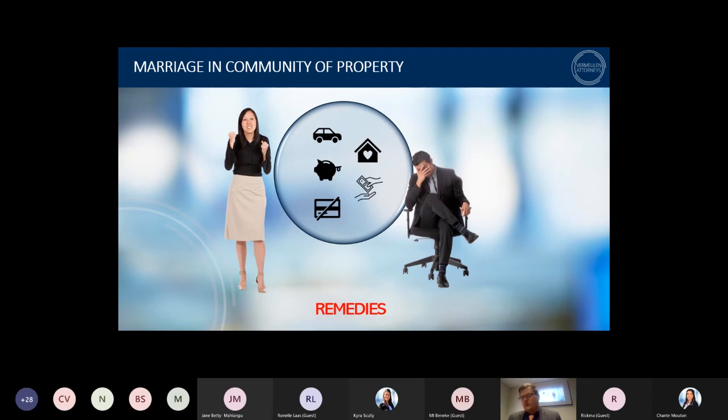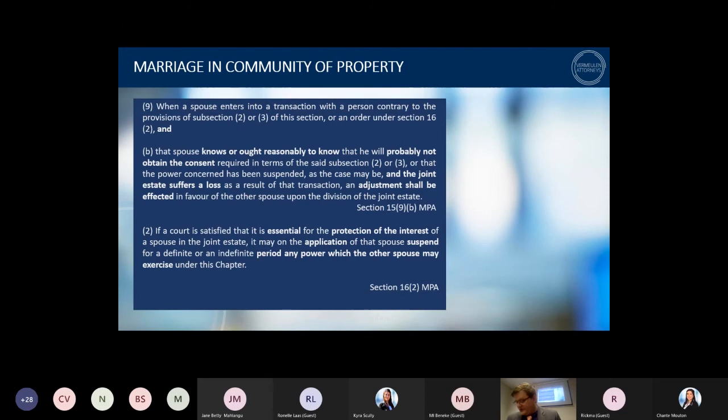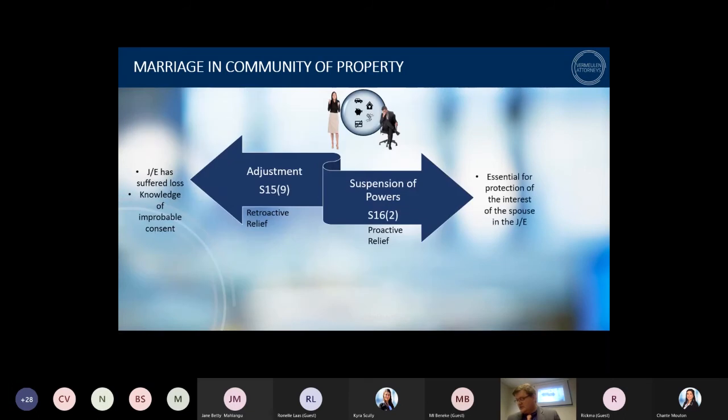Now, guys, there are two types of relief available. The first is in terms of Section 15(9)(b) of the Matrimonial Property Act. And the second is in terms of Section 16(2). Now, what I want to show you, and I'm going to skip a slide and go back one slide, is there are two types of relief. You get your adjustment in terms of Section 15(9), which is retroactive relief.